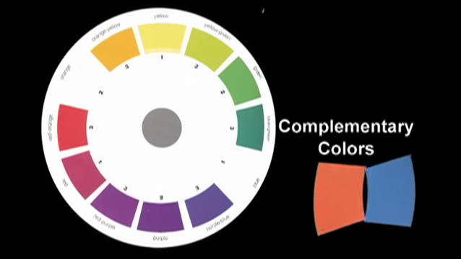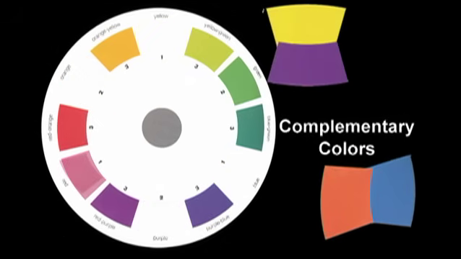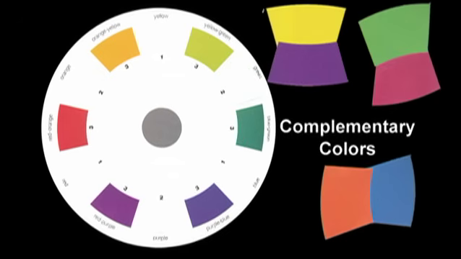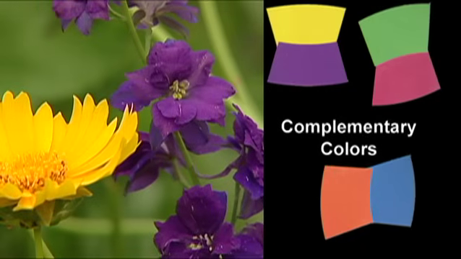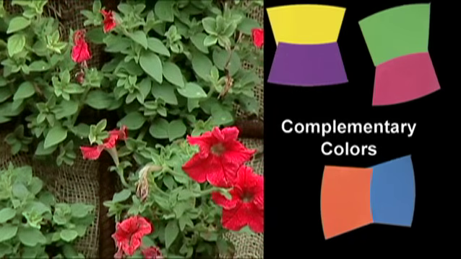Blue and orange, yellow and purple, and red and green are each complementary pairs. In a complementary garden, we use flowers and foliage that are in these paired color combinations. Complementary colors look better together than they do by themselves. It's just a trick of the eye.